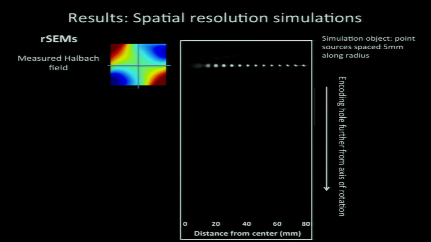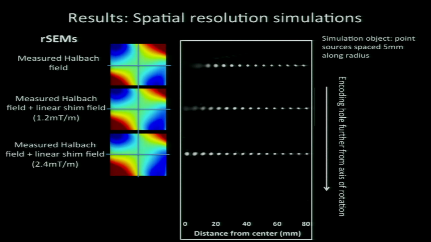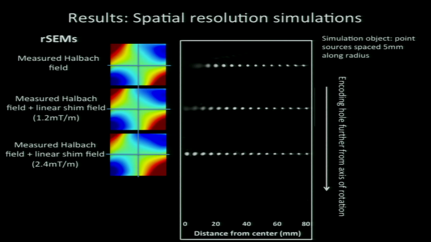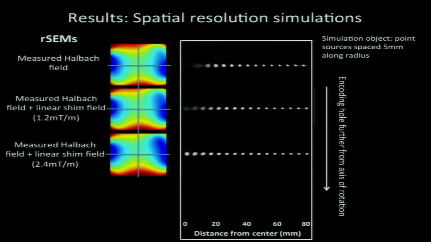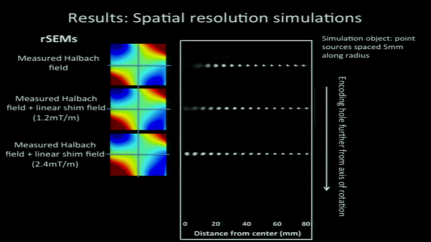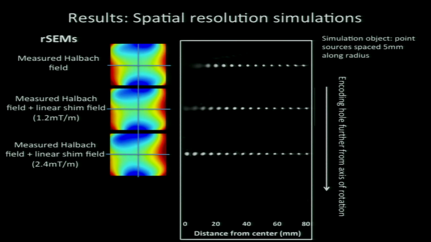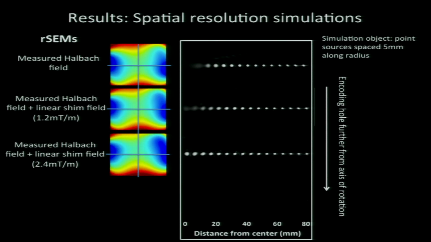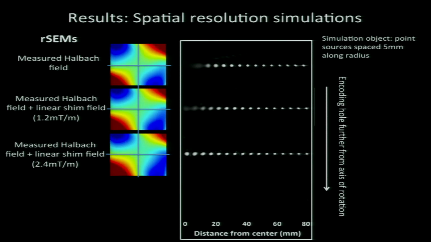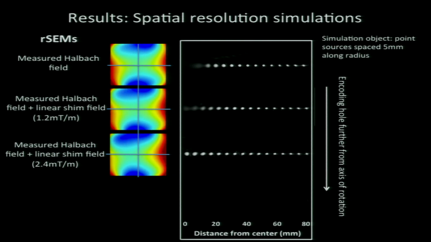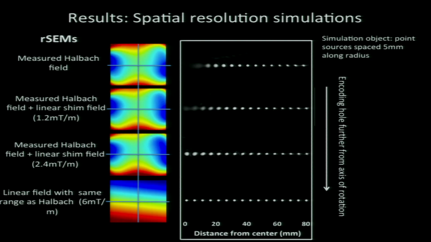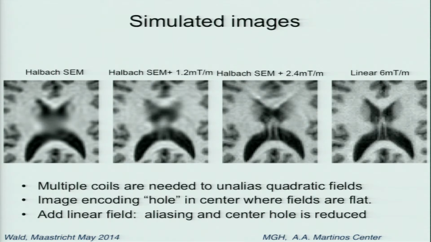And the first thing you learn is that these quadratic fields, of course, have this encoding hole in the middle. As you add a linear term, it gets better. So this bottom one now has a linear shim coil, a linear shim term. So the encoding hole is here. It's actually not on the same axis as the axis of rotation. And that does a nice job of getting rid of the total loss of encoding in these center points. This is a little point spread function simulation. Of course, if you have a linear field, then the resolution is uniform.